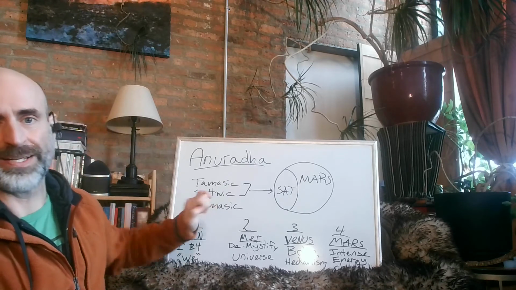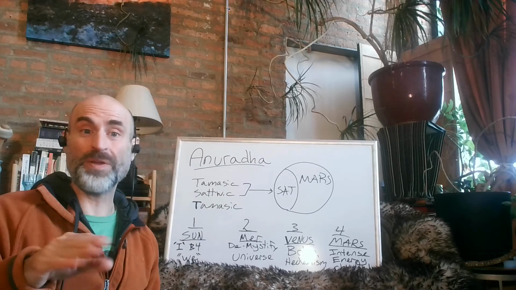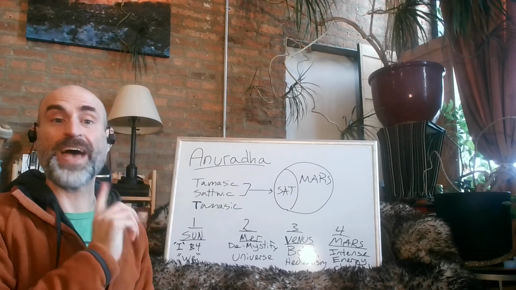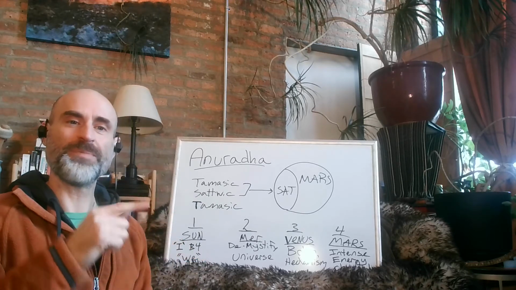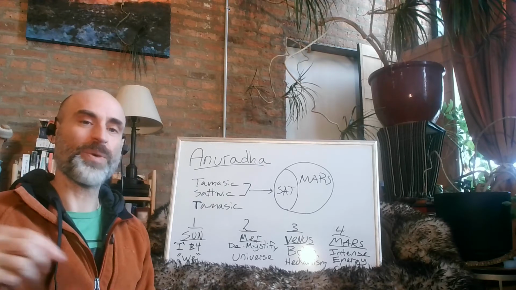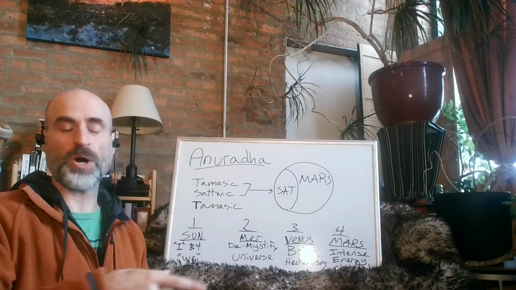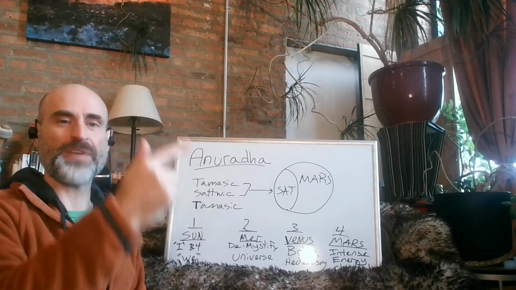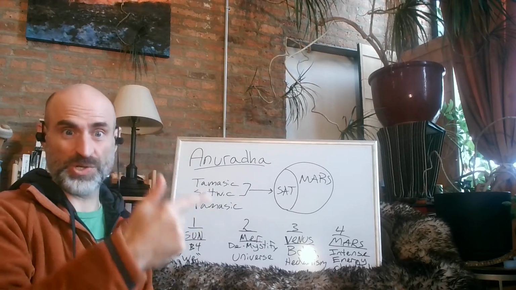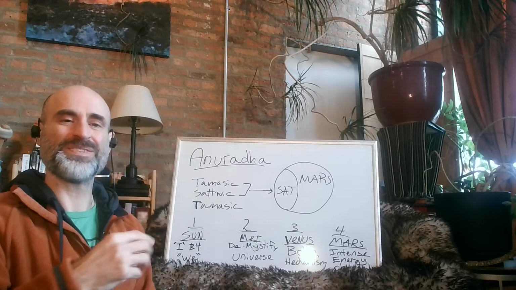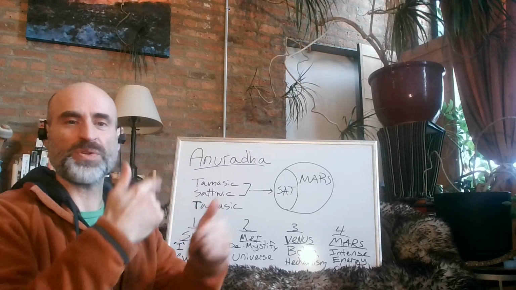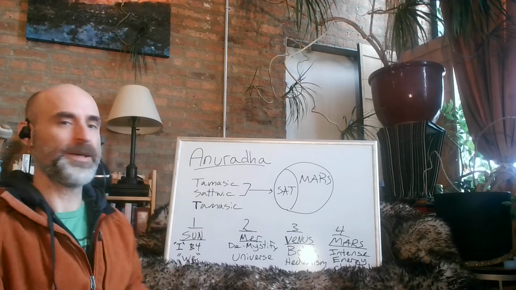So pada 1 is ruled by the sun. Oh, the one thing I should say really quickly is that these are fast nakshatras. So meaning that the evolution of Anuradha is quick. These are fast moving planets. We have Mercury, Venus, Mars, and the sun. So these are fast moving personal planets. So they move very quick, and they talk about personal individual evolution.